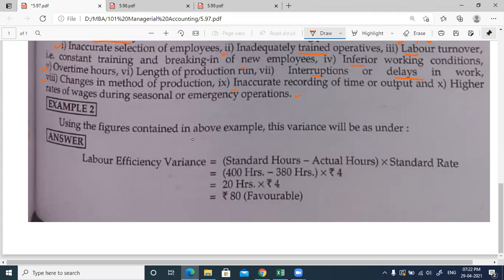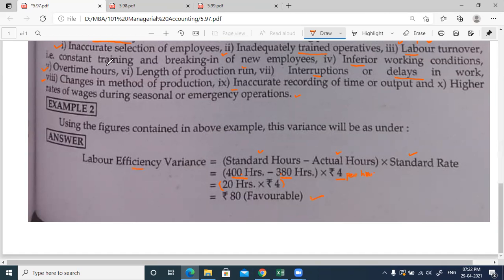So labor efficiency is equal to standard hours minus actual hours into standard rate. In the previous one we had seen the standard hours is 400 and the actual time consumed was 380 and the standard rate is 4 rupees per hour. So 400 minus 380, so you are saving 20 hours over here, into 4 rupees. If you talk about efficiency, yes, it is favorable.